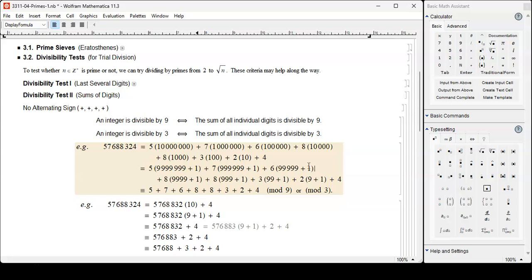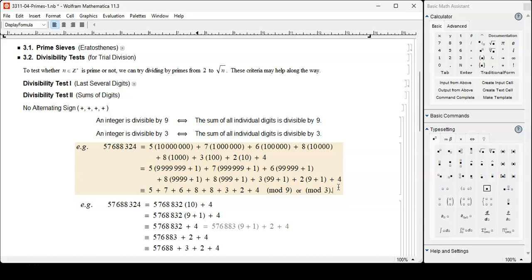So in this example, what do we have? 5 times 10 million, 7 times 1 million, 6 times 100,000 and so on. We can rewrite like this. It's basically a finite power series. And then decompose each into a bunch of 9s plus 1. And this is 9 times 1, 1, 1, 1, whatever. So all these are divisible by 9. So congruent to 0 modulo 9, and also modulo 3.